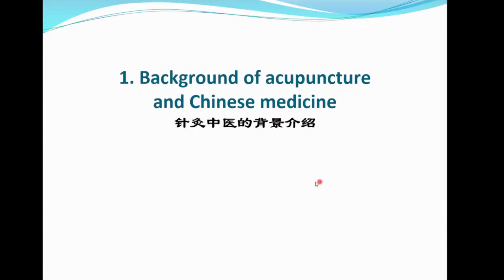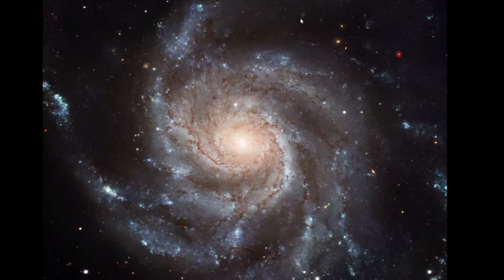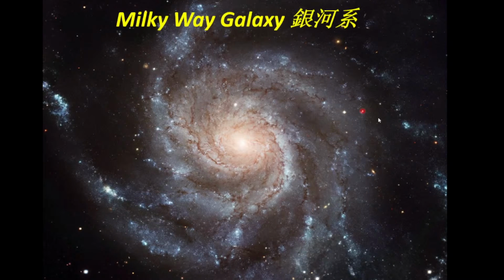We start the first session with the background, because we discussed the case, but we also want to go back to see where acupuncture comes from and how it developed in the United States and the West. Here I want to show you the galaxy, from the telescope. We cannot see it with naked eyes. If we can see the shape of the galaxy, it is S-shaped. Then if we look at this Milky Way galaxy.